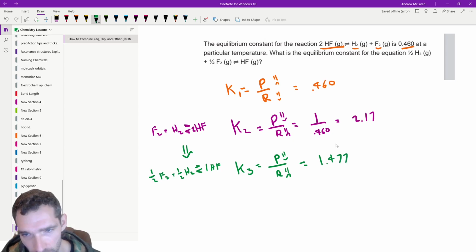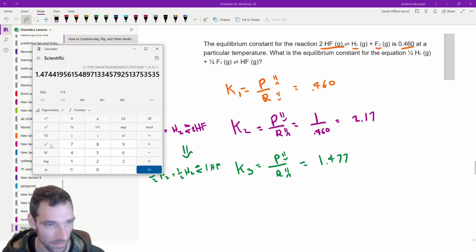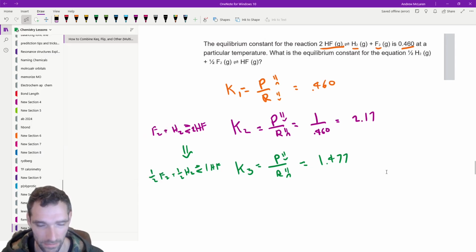1.477. And you can think about, if I were to multiply everything by 2, it's going to be raised up to that second power. So we can double check that by taking that number and raising it up to the second power. It does look like we are getting that K2 when we do that. So that makes me pretty confident that we've done our math correctly here.